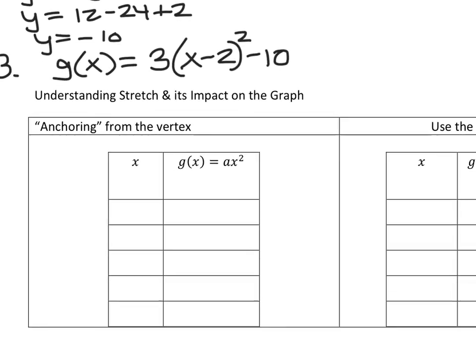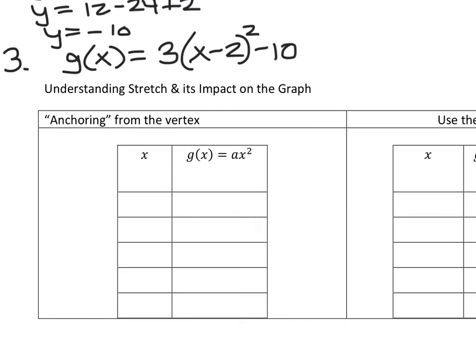So here, let's take a look at a few points to the left of the vertex and to the right of the vertex. Think of the vertex as being the center, so everything is from the perspective of the vertex. Here is my vertex, it's at 2, -10.